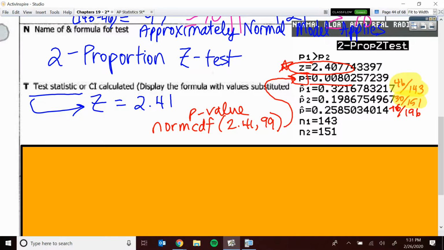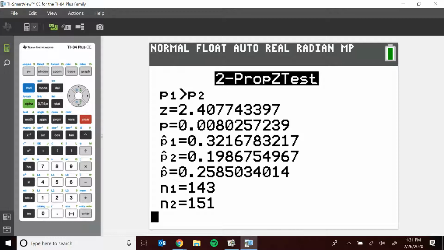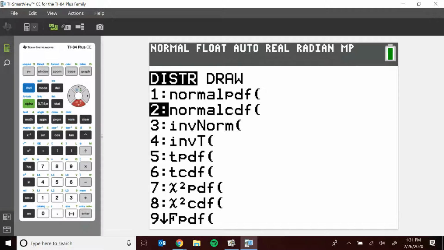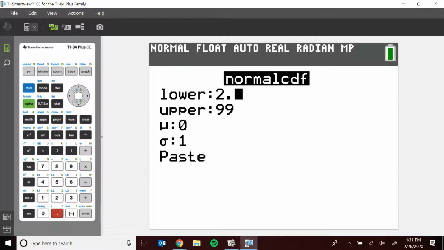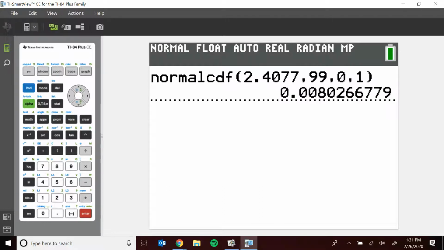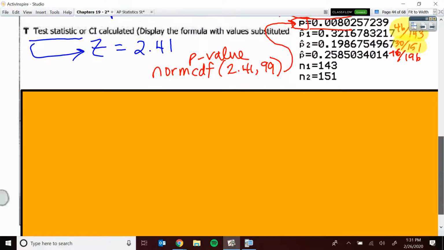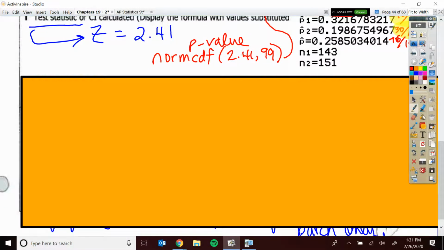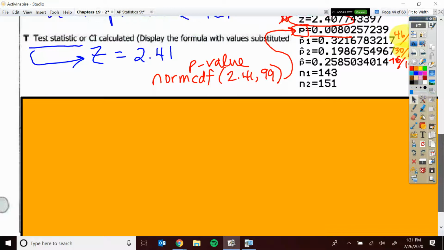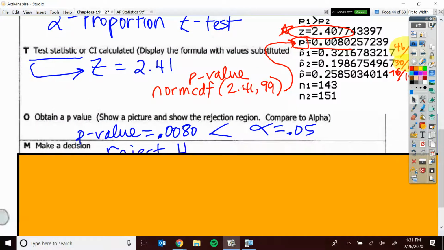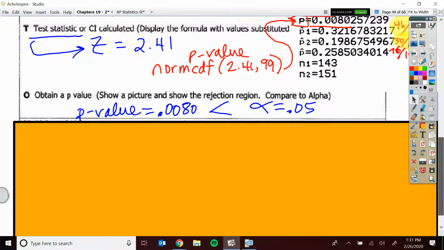Okay? In fact, if I went and did that real quick, look here. Let me norm CDF for my z-score to 99, voila. There's the p-value, 0.00802, whatever. Okay, so that's what's happening. The calculator is doing it for you. And so there's your test statistic. What's the next thing? O is to obtain a p-value. And there it was, compare to alpha.